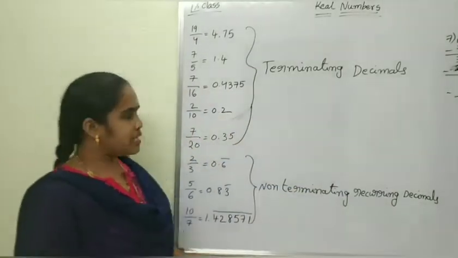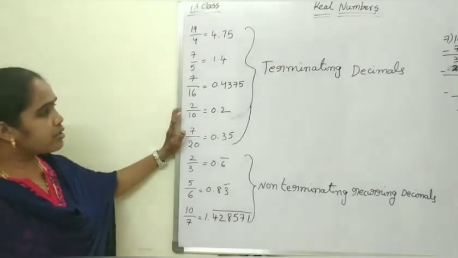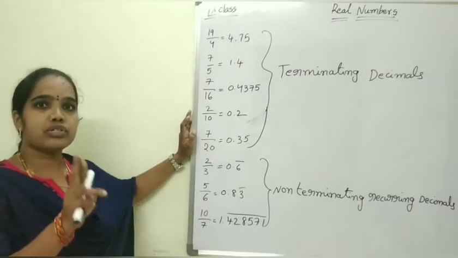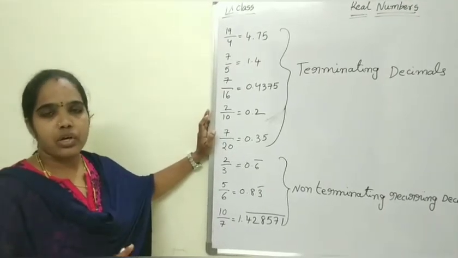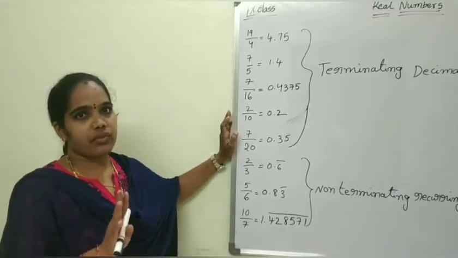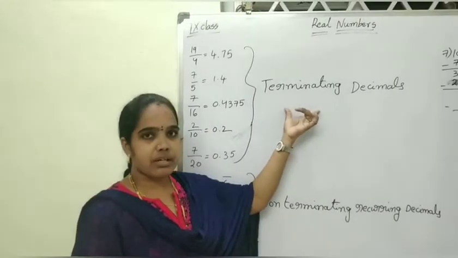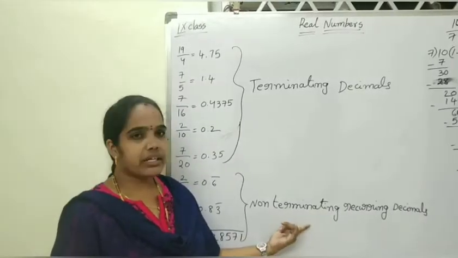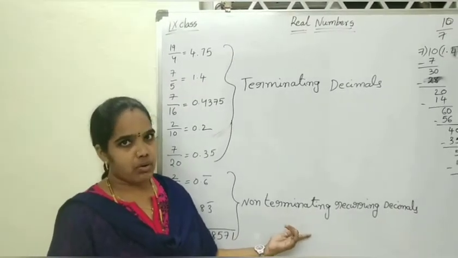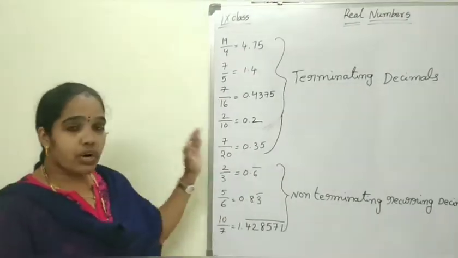So from this we can conclude that rational numbers have only two types of decimal forms. What are those? Terminating decimals or non-terminating recurring decimals. Now, how to identify without division?